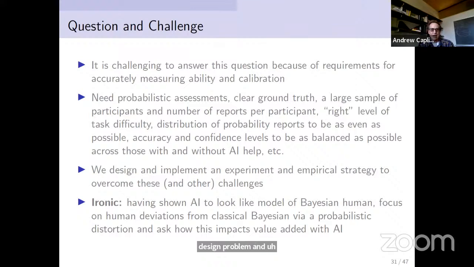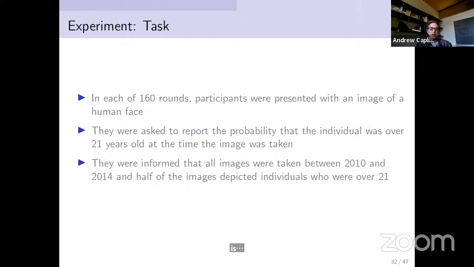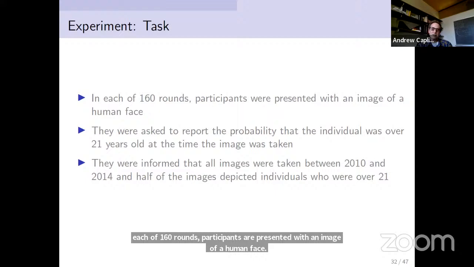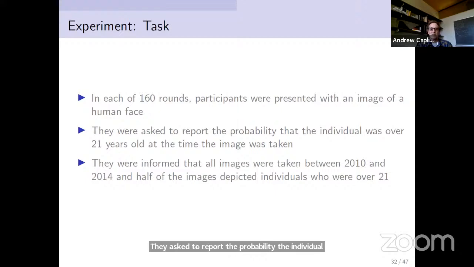Kadachi and Shangwen in particular did a very good job of coming up with a setting in which we believe many of the conditions were passed. What we're going to do is focus on human deviations in the following task. In each of 160 rounds, participants are presented with an image of a human face. They're asked to report the probability the individual was over 21 at the time the image was taken.